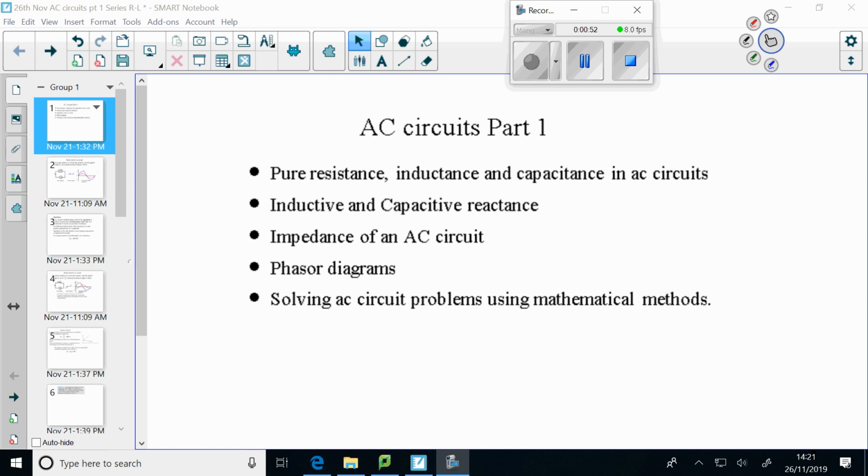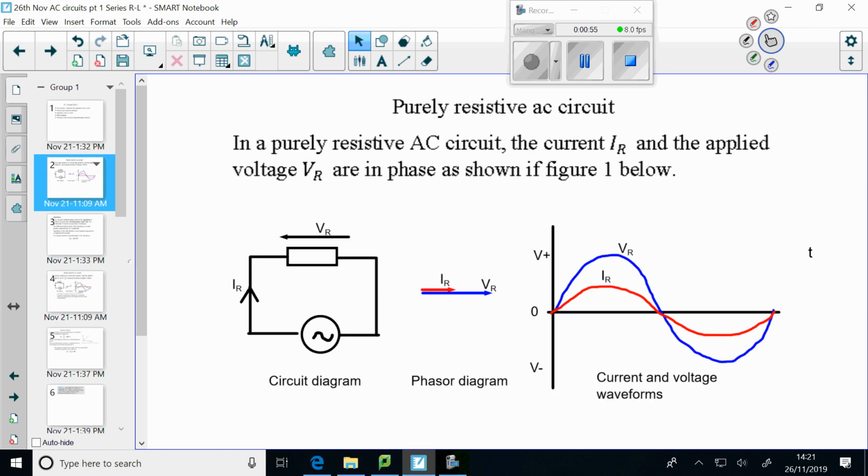Right, so first of all, a purely resistive AC circuit. So if we take a circuit with a single resistor, connect it to an AC supply, a current IR will flow, and there will be a volt drop, VR, across that resistor. We can draw what's called a phasor diagram, and I'll qualify that a little bit more when I've shown you the others. But we can draw the voltage.